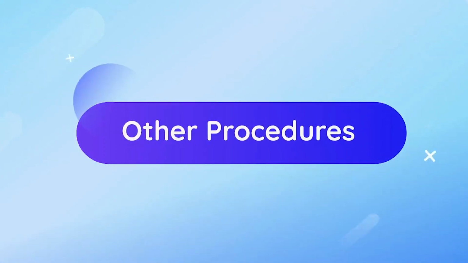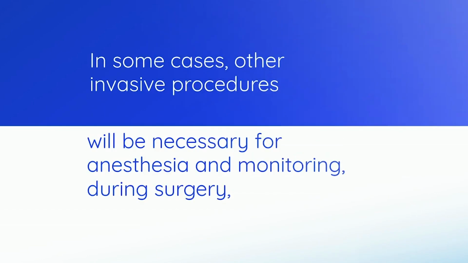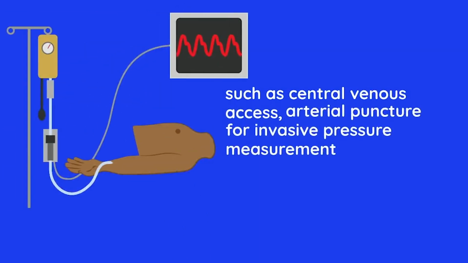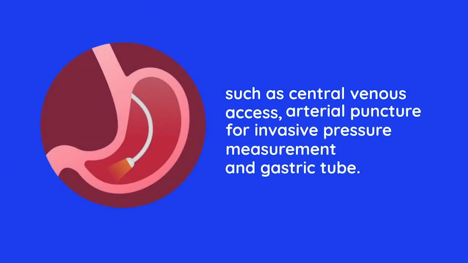Other procedures. In some cases, other invasive procedures will be necessary for anesthesia and monitoring during surgery, such as central venous access, arterial puncture for invasive pressure measurement, and gastric tube.